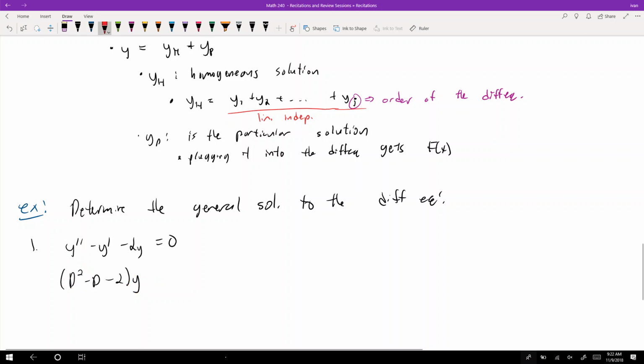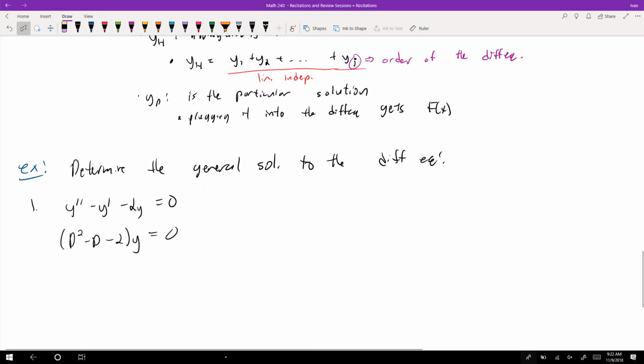So now what? That's equal to 0. But do we really care if y is 0? Not really, right? That's like the trivial solution. It was the same thing with null spaces. We didn't really care if x was the 0 vector. So again, we don't really care if y is 0 here. So what we do care about then is if D squared minus D minus 2 is 0.